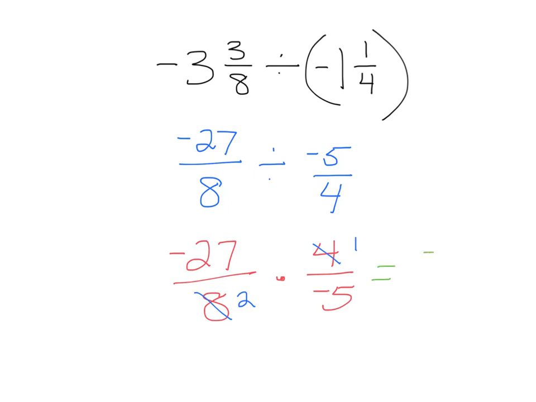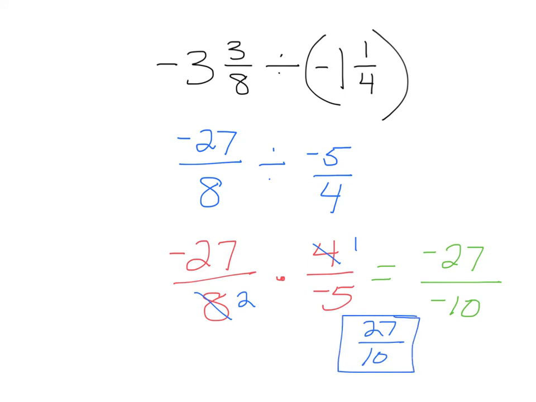Negative 27 times 1 is negative 27. 2 times negative 5 is negative 10. And we have two negatives, so our answer will be 27 over 10. And that is your answer as a reduced improper fraction.